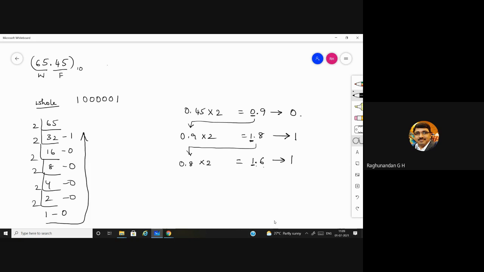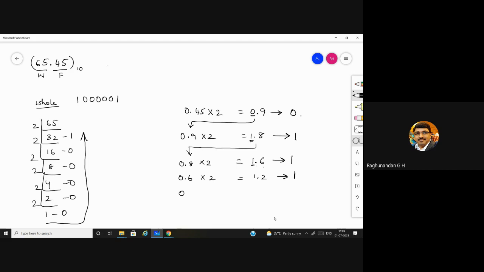No, because 1.6 will give you 3.2. That's why ignore that 1 and just take 0.6 into 2, you will get 1.2. So this gives you 1. So you can keep on doing this to any values you want. Just you can take till some 4 or 5. Okay. So if you want 1.2, again it becomes 2.4.